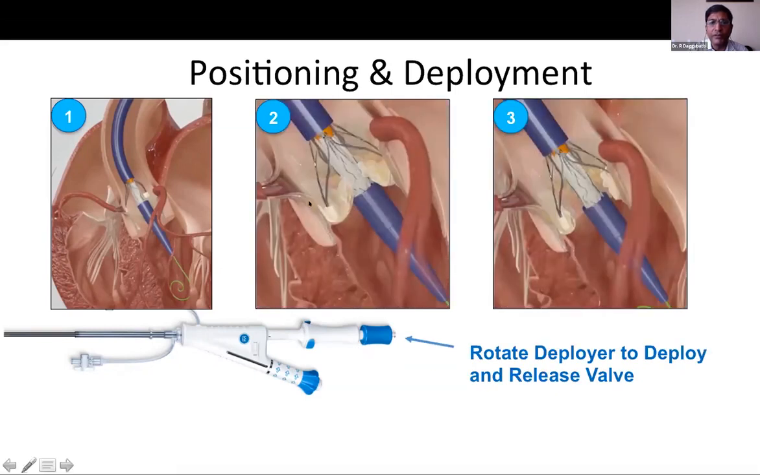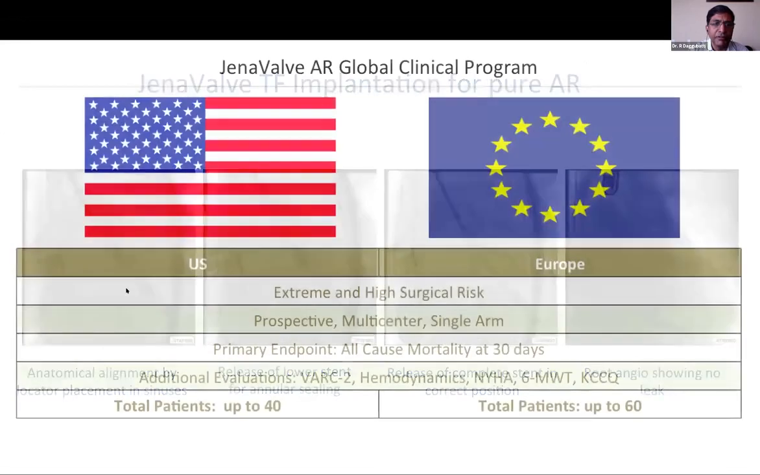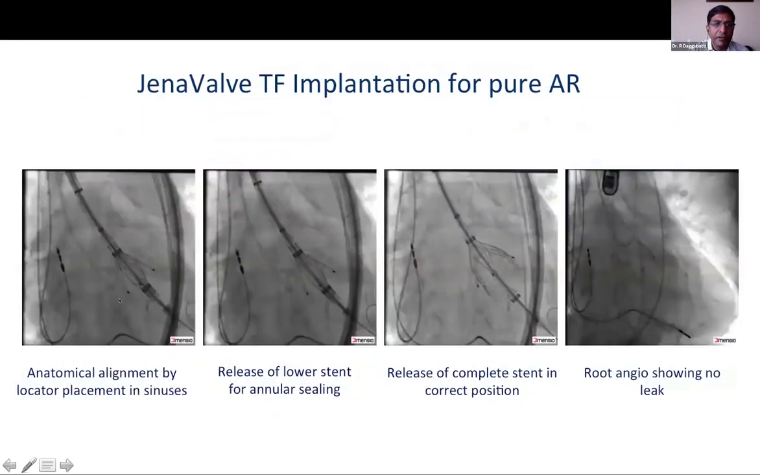So since that is done, you know where exactly you are, and then you can rotate this deployer to deploy and release the valve completely, and it is easily done. And as you can see in the pictures here, these are the markers which are going to the sinuses, and you can see by the position, the field that you have, and also by aortogram that you're in the right position. And then you rotate and deploy the valve, after which it is completely deployed.